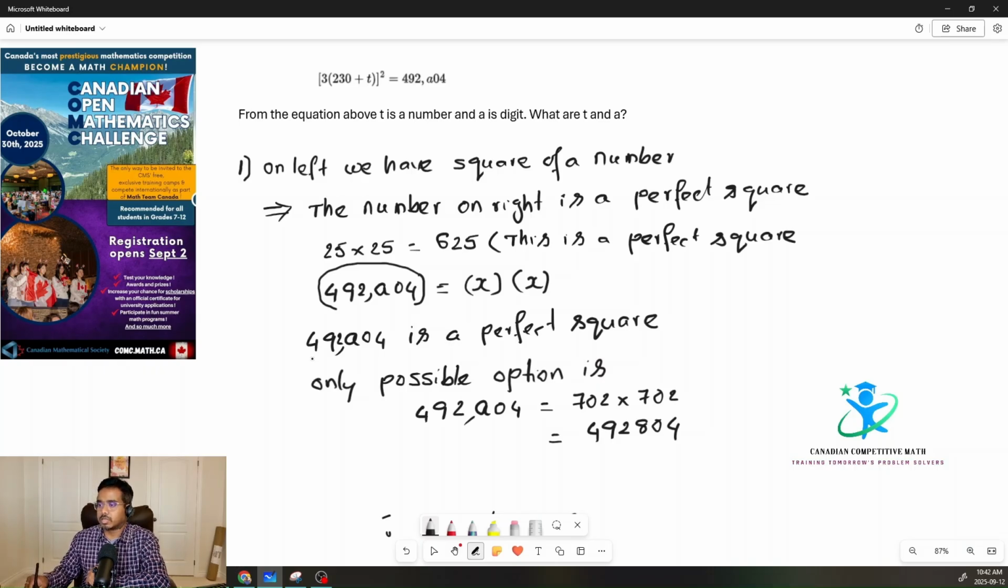Okay, let me be more clear. I'll try to solve this. 702 times 702, right? 4, 0, 14, 0, 0, 0, 14, 149, 408, 492,804. So we understood what this number is, right?